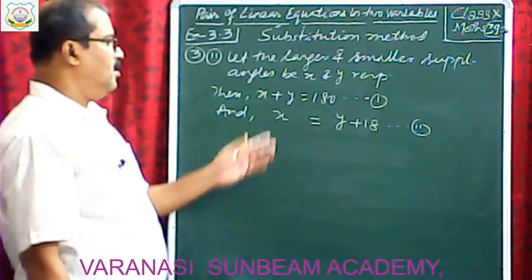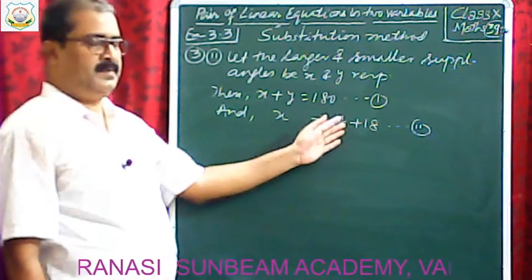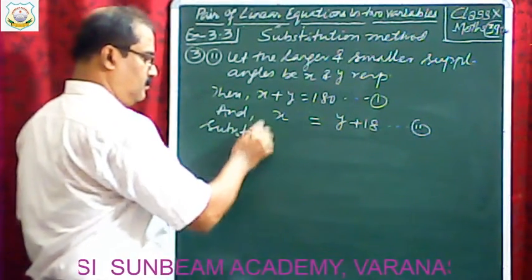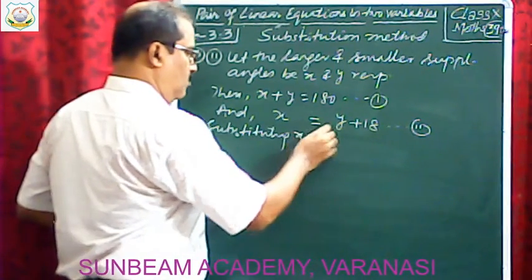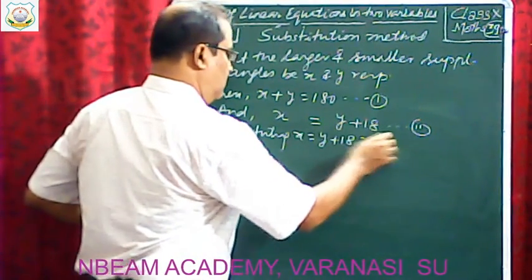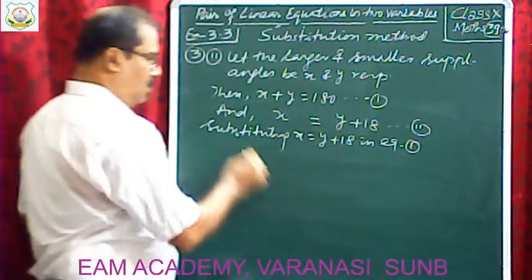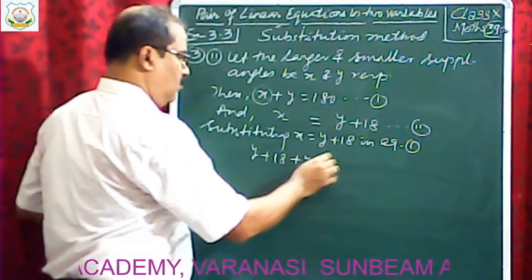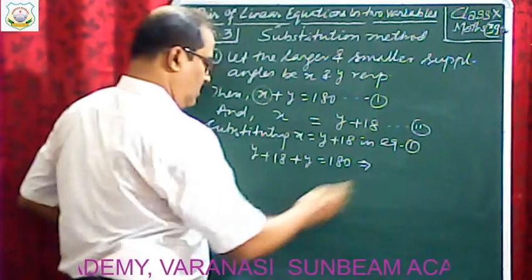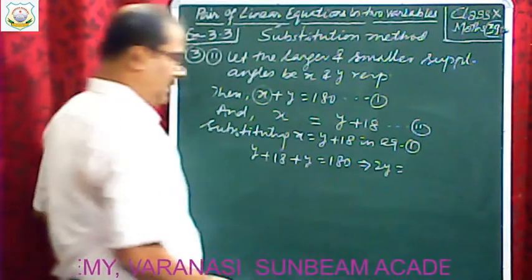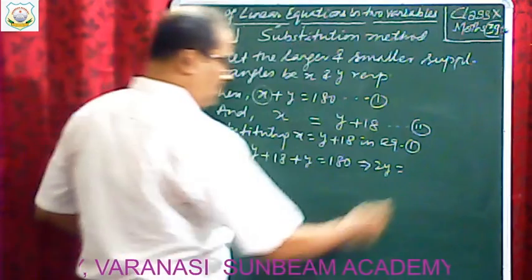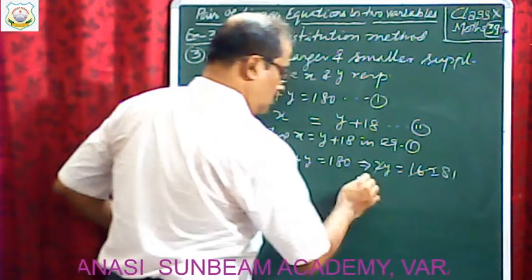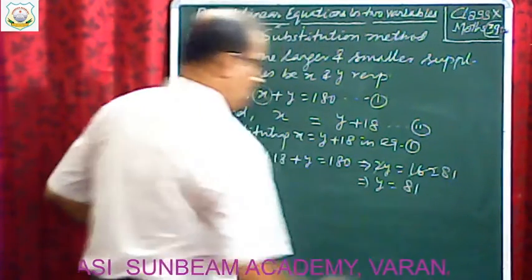Now you have to use the substitution method in this exercise. So nothing else, you have to substitute x equal to y plus 18 in the first equation. So write down, substituting x equal to y plus 18 in equation first. So in place of x you write y plus 18 plus y equal to 180, which implies that 2y equal to 180 minus 18, 162. Reduce to get y equal to 81.